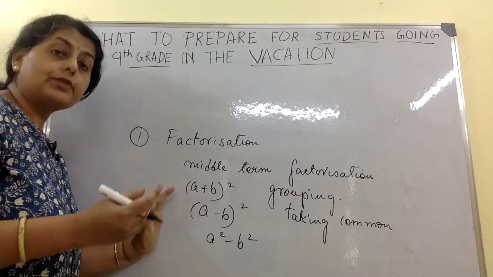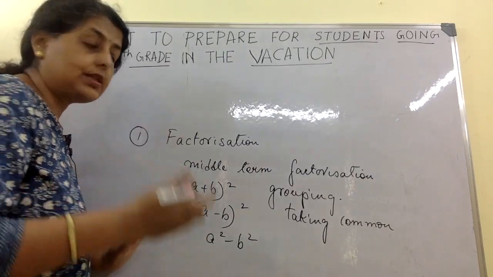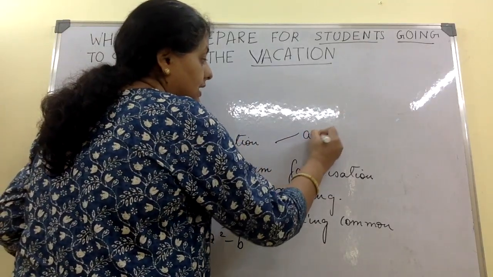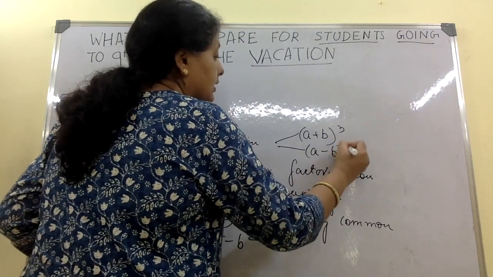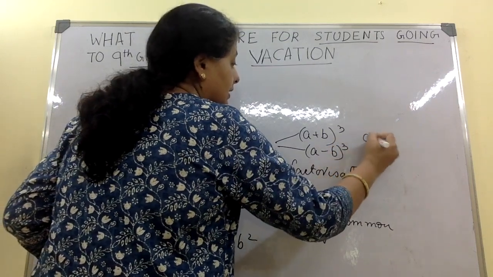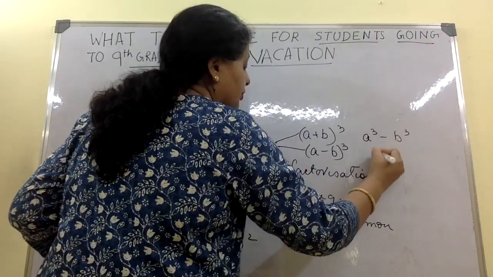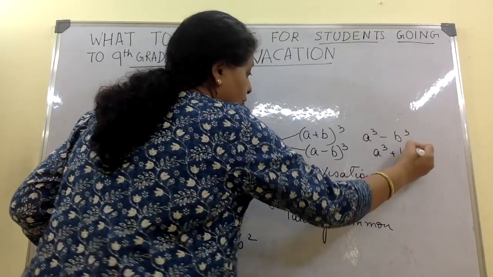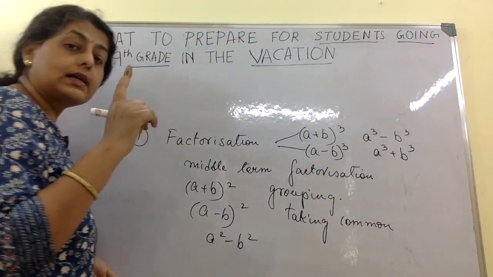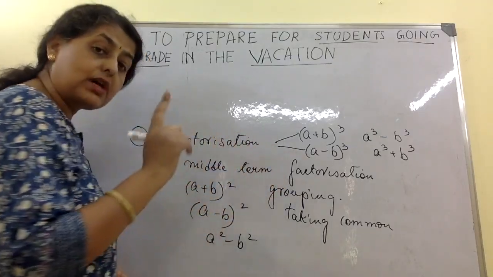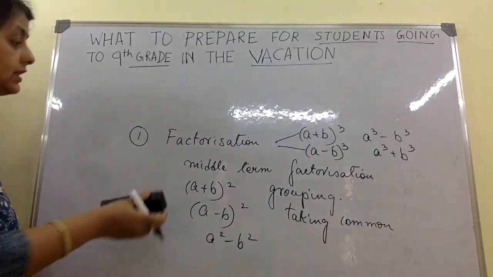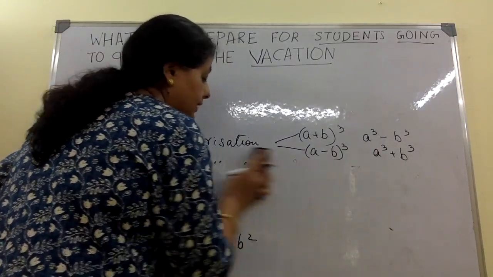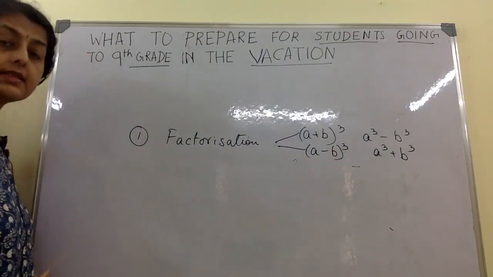Now I'll tell you what new they are going to teach in factorization in 9th. They are going to teach you this identity which you don't know, and then this. And a cube minus b cube, a cube plus b cube. Not just that, there is another, so 4 of these, there's one more very big identity that they are going to teach. I'll write it here. Sums on this are a little tough.